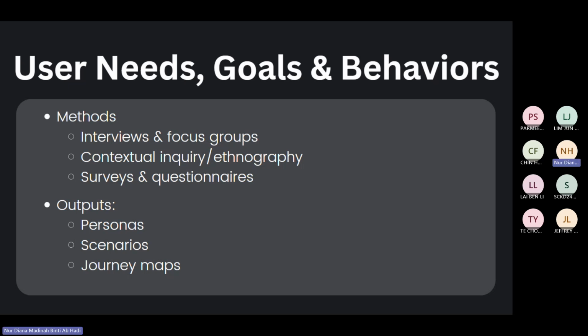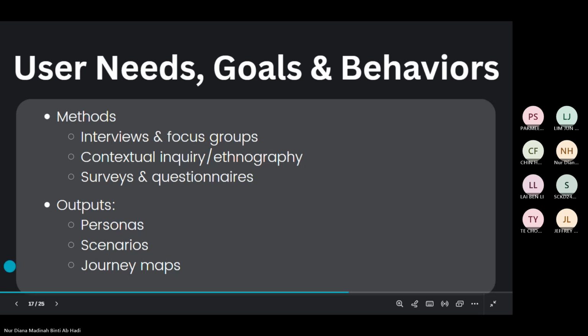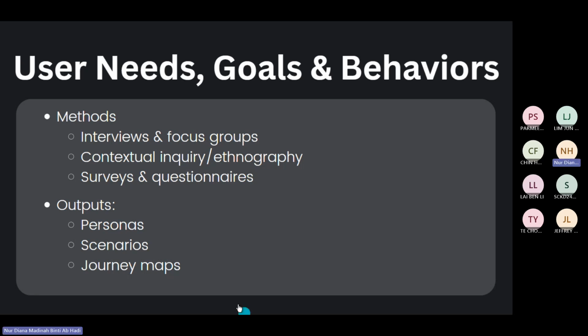Next is about your journey maps. When we talk about scenarios, it can be based on your stories, it can be your, what else? Use cases. And then for journey maps, what is journey maps? Anyone? What is journey maps? Anyone want to try? What is journey maps? No one knows. It's okay. I let you do the task. What is journey maps?